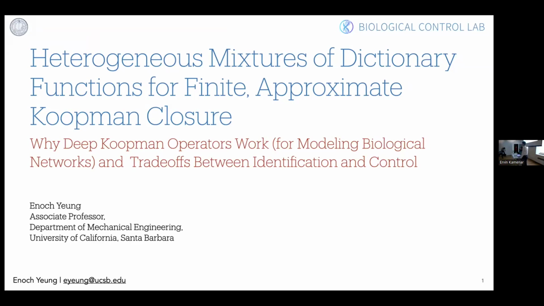Great, thank you. So today I'm going to be talking to you guys about heterogeneous mixtures of dictionary functions for finite approximate Koopman closure. This is a story that Igor's heard many times, but by popular request, I've had multiple people say, please explain this to me. I want to understand how this works.